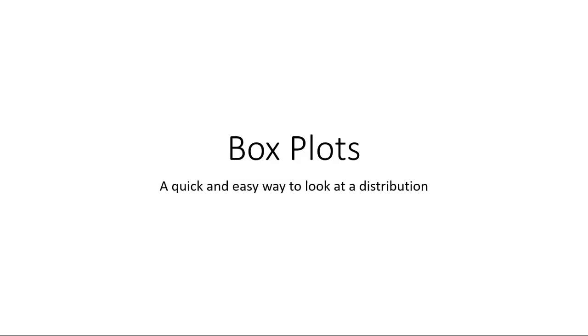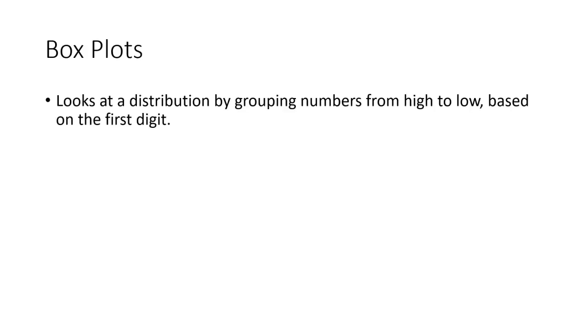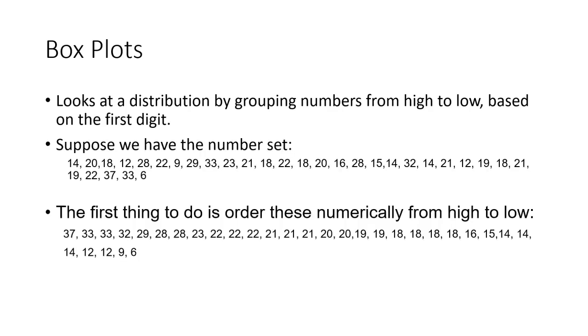Box plot, a quick and easy way to look at a distribution. We're going to use the same data set that we used for the stem and leaf plot. Look at a distribution by grouping numbers from high to low based on the first digit. Suppose we have the number set. The first thing we do is to order these numerically from high to low.